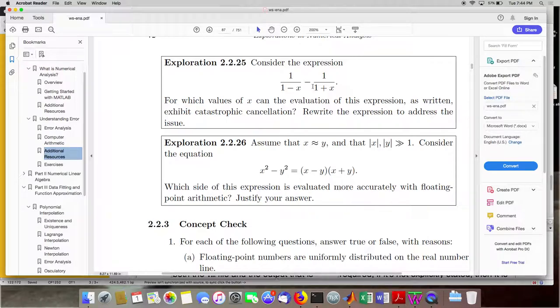But computer arithmetic is going to have a problem with it because you're subtracting nearly equal numbers. You can play around with that on MATLAB to see that, right? Use format long to see as many decimal places as you can. But yeah, catastrophic cancellation is visible.